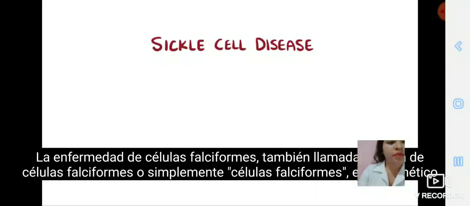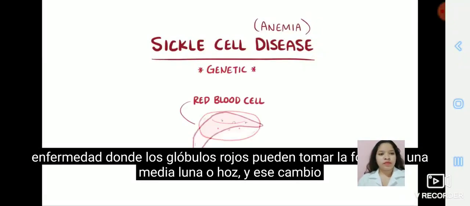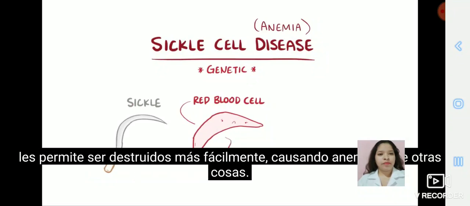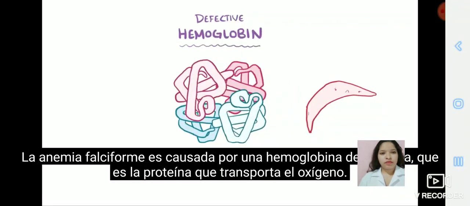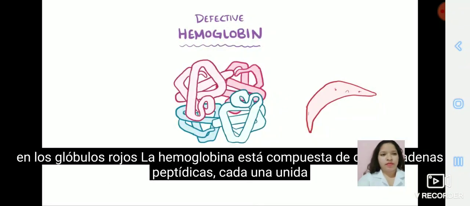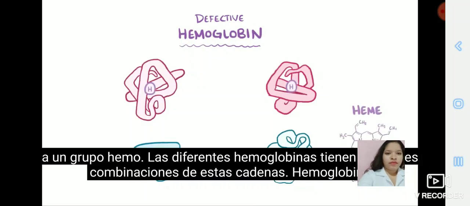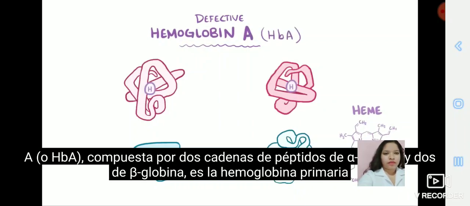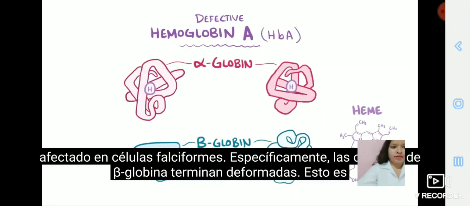Sickle cell disease, also called sickle cell anemia or just sickle cell, is a genetic disease where red blood cells can take the shape of a crescent or sickle, and that change allows them to more easily be destroyed, causing anemia, among other things. Sickle cell disease is caused by defective hemoglobin, which is the oxygen-carrying protein in red blood cells. Hemoglobin is actually made up of 4 peptide chains, each bound to a heme group. Different hemoglobins have different combinations of these chains. Hemoglobin A, or HbA, is made up of 2 alpha globin and 2 beta globin peptide chains. This is the primary hemoglobin affected in sickle cell.